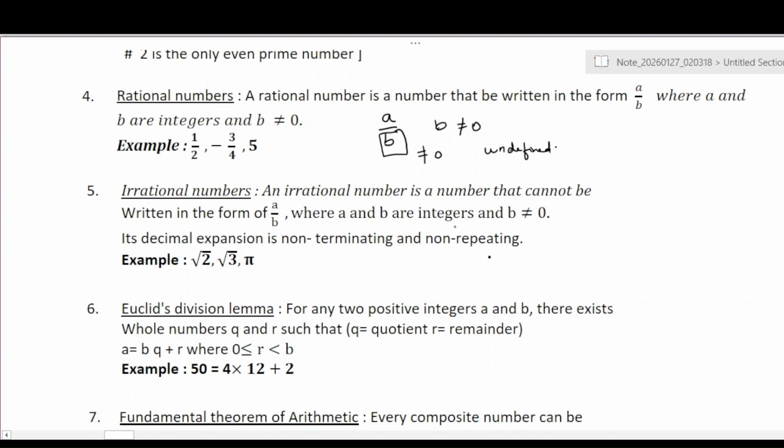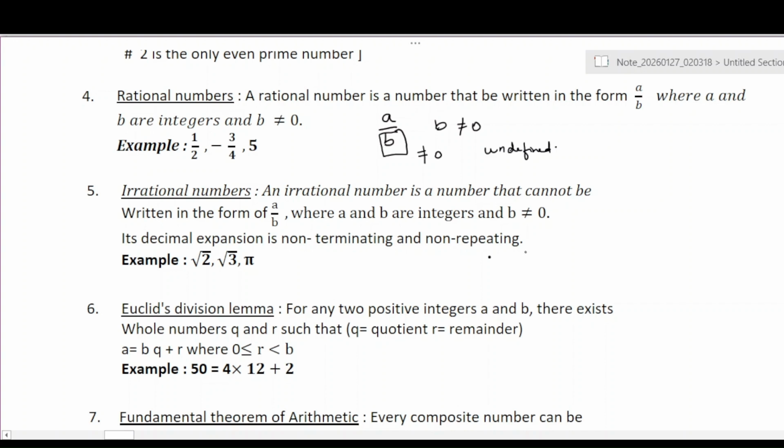Irrational numbers are numbers that cannot be written in the form of a by b. It cannot be written as a fraction. The only difference is that it cannot be written in a by b form, where a and b are integers and b is not equal to 0. Its decimal expansion is non-terminating and non-repeating. Okay, it is non-terminating and non-repeating.